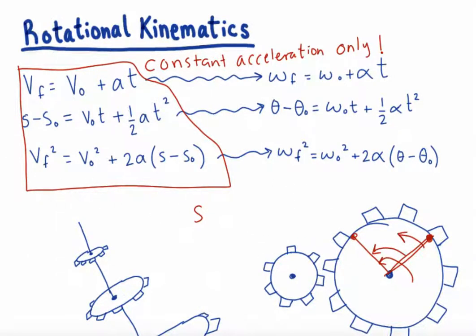Then for velocity, instead of v, we now have angular velocity, which is denoted with lowercase omega, and instead of acceleration in rectangular motion, we now have angular acceleration in rotational kinematics. Time stays the same, it's still in the same domain, so we stick with the variable t. Keep in mind that this is only when you're dealing with constant acceleration.